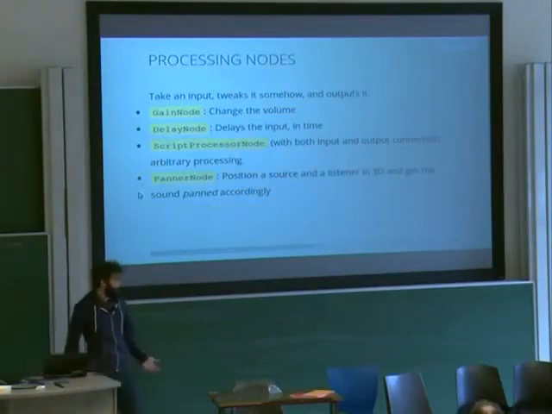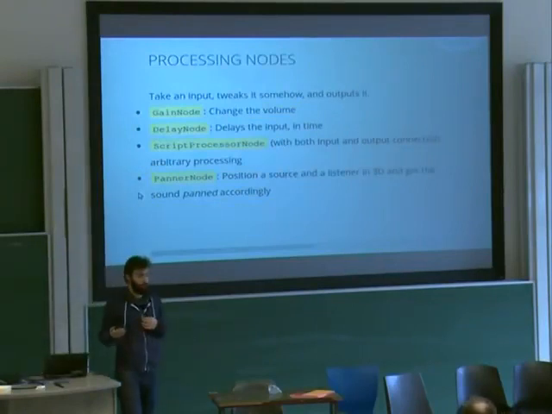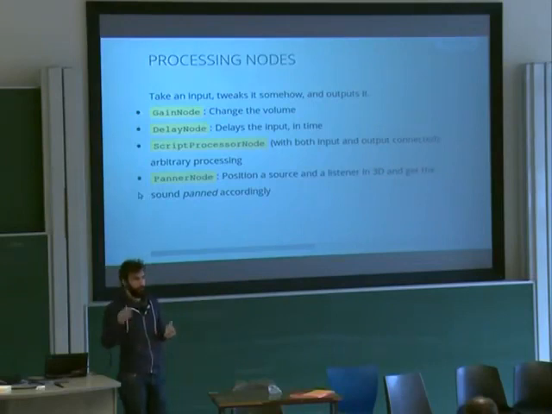Then you can process the inputs you have. For example, the easiest is to apply a gain. If you have a gain of 0.5, then it's like you have half the volume, basically. You can set it to more than 1 if you want to boost the volume.